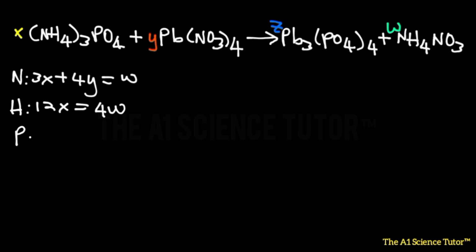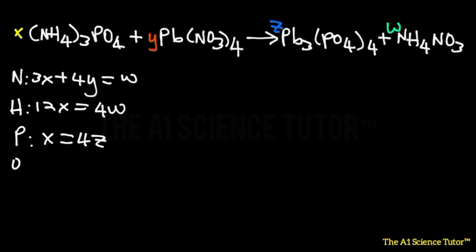Now let us go on to phosphorus. For phosphorus, from here, as you can see, we just have 1 atom of it. So that will be multiplied by x, and that's basically just going to give us an x. Now on this side, we have 4 atoms of phosphorus. We know there is just the one within the bracket, but that will be multiplied by 4. 4 would be multiplied by z. So that should give us 4z.